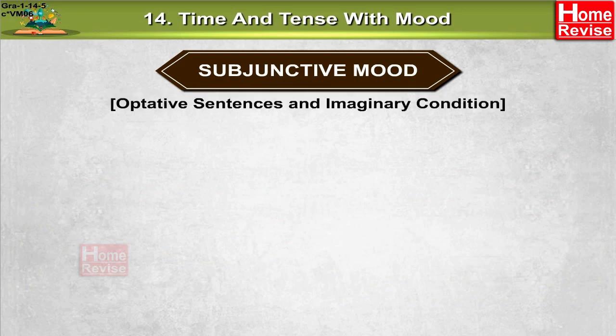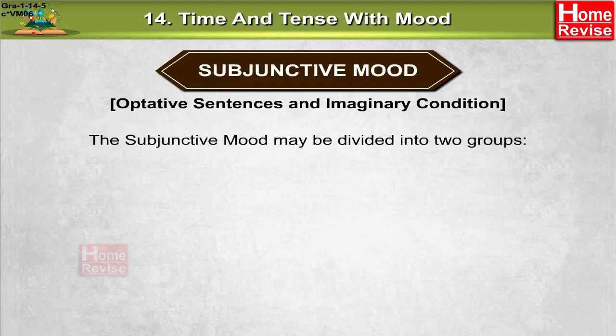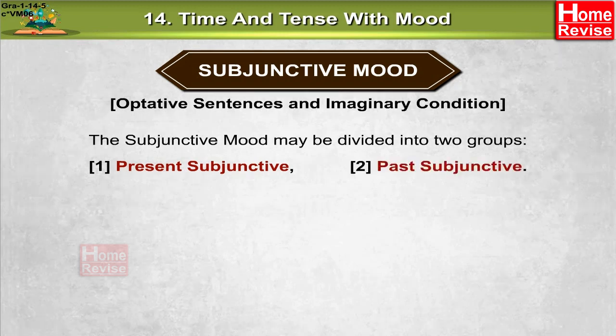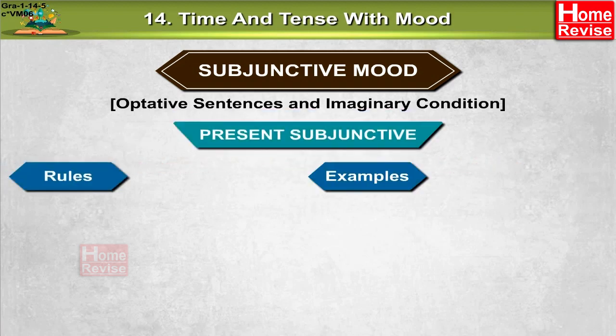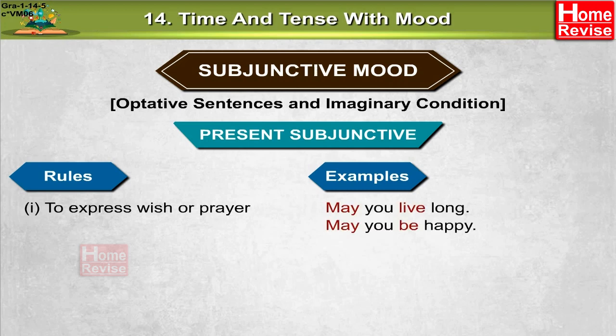Subjunctive mood. Optative sentences, an imaginary condition. The subjunctive mood may be divided into two groups. 1. Present subjunctive. 2. Past subjunctive. Present subjunctive. Rules and examples. First, to express wish or prayer. Example, may you live long. May you be happy.